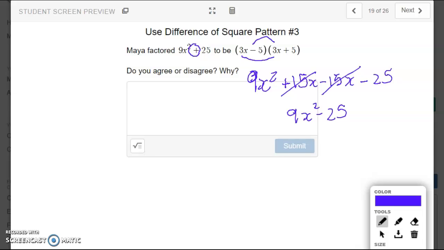So remember, for a difference of squares, not only does the first term have to be a perfect square and the last term have to be a perfect square, it has to be a difference of the two perfect squares.